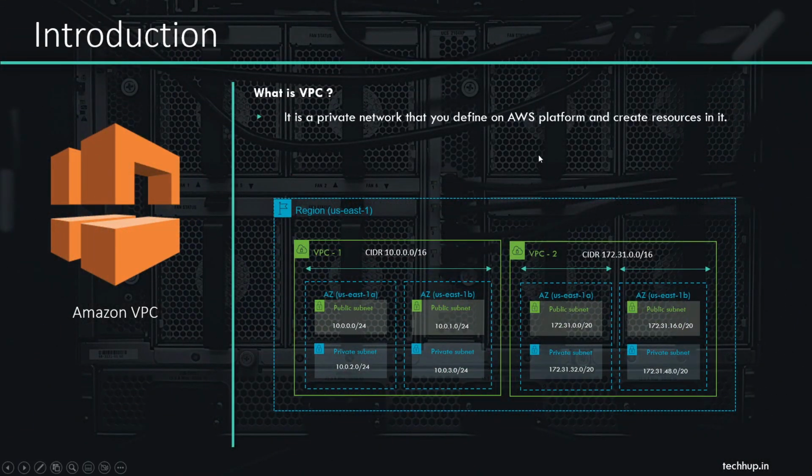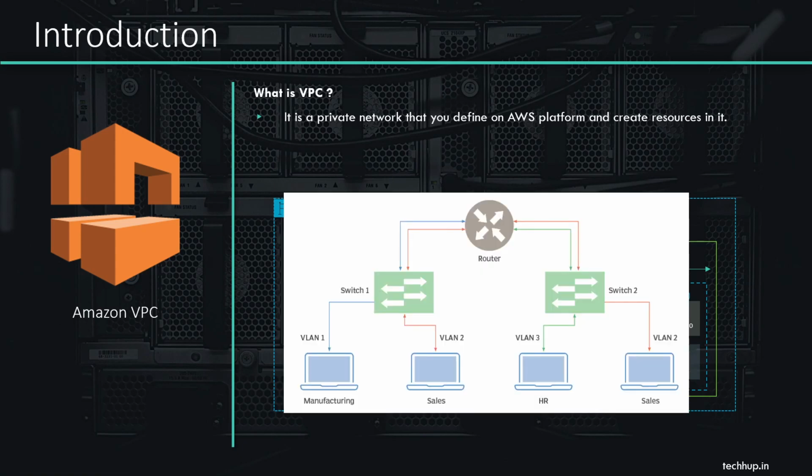By definition, VPC is a private network that you define on the AWS platform and create resources within it. What you see here in green are the two VPCs that have been created under the region US East 1. Before diving deeper into VPC, let's draw a real world analogy so that it is easier for us to understand the key function that VPC performs.